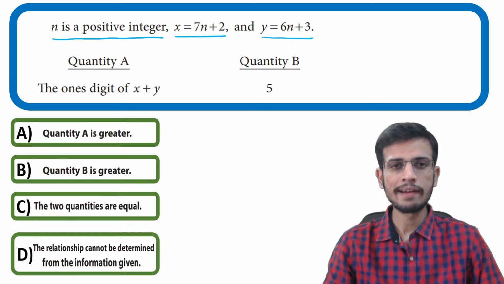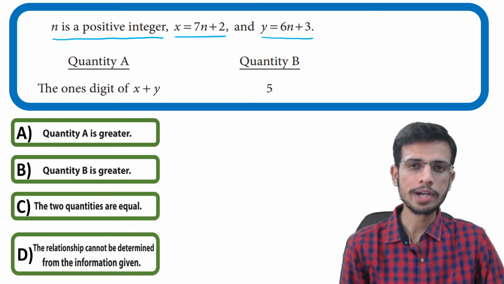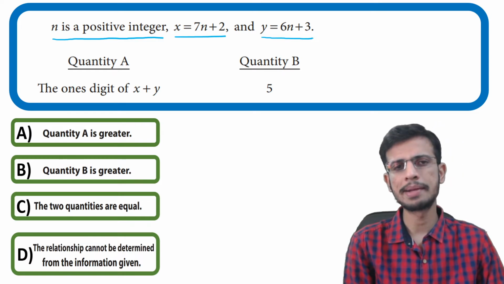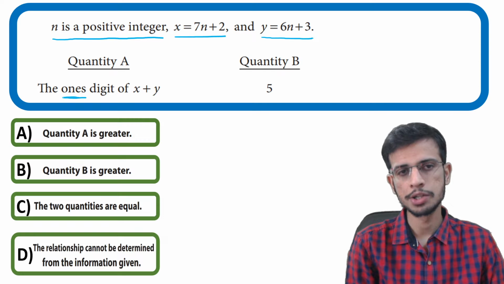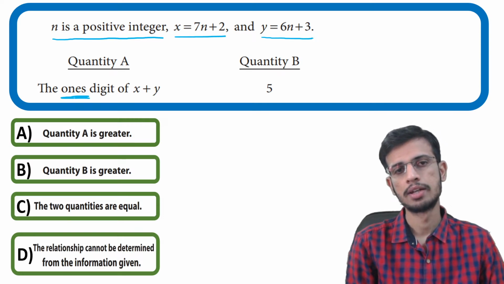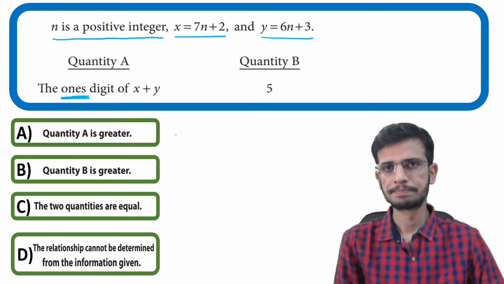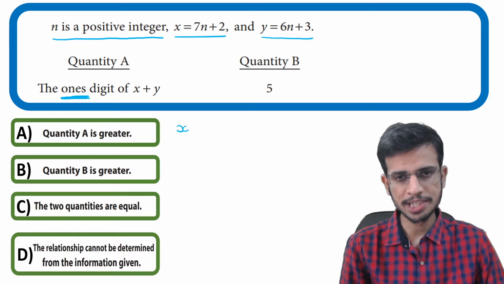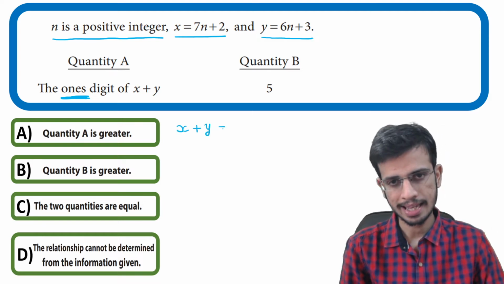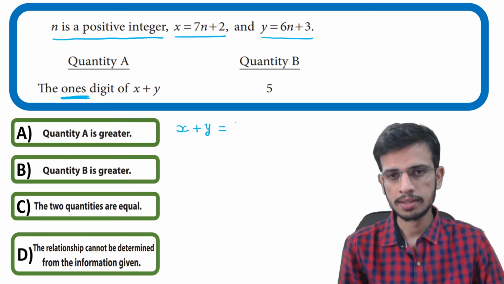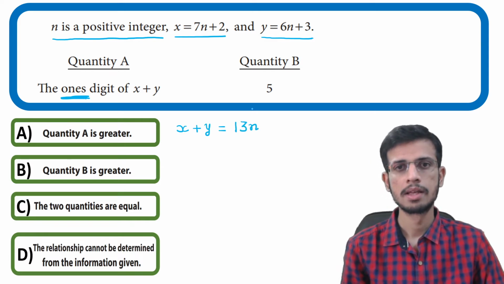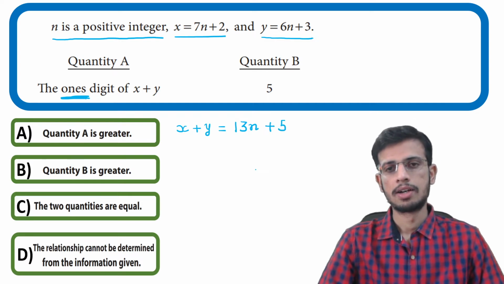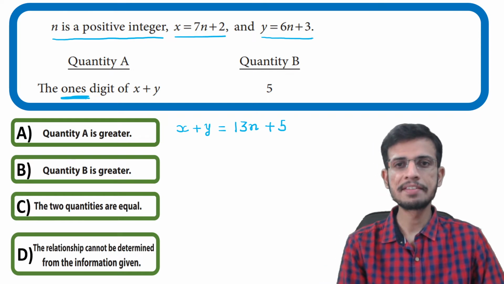Okay. Now they have defined quantity A and quantity B. Quantity B is fixed, that is 5. And quantity A is the ones digit of x plus y. That means units digit. So first we have to find x plus y. X is defined, y is defined. So we can say x plus y is equal to 13n plus 5.